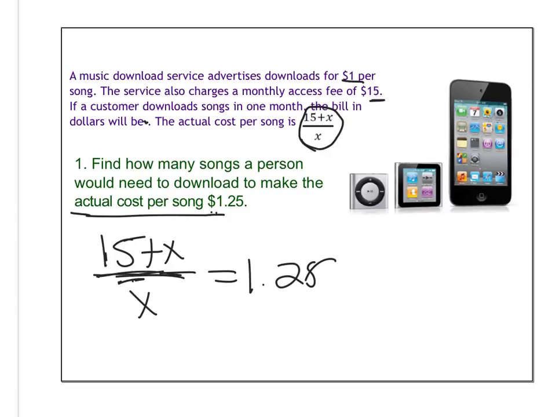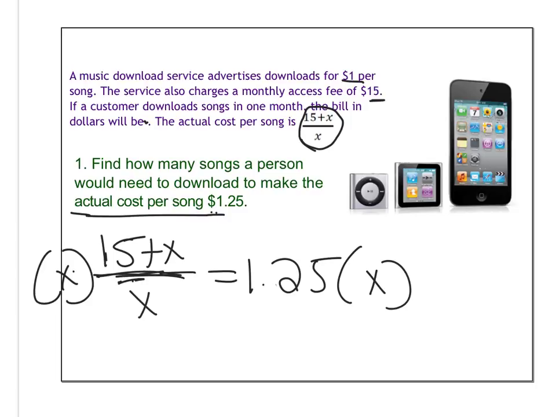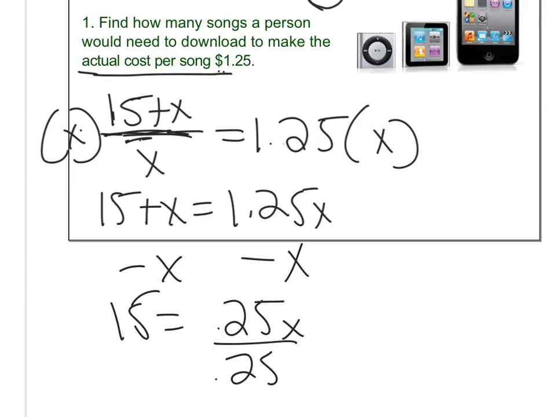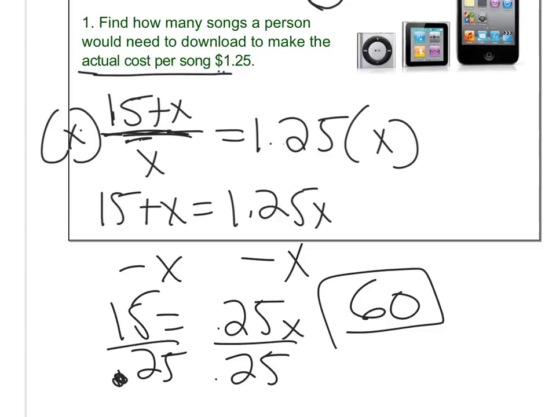If I multiply both sides by x, that's going to be 15 plus x equals 1.25x. If I subtract x, 15 equals 0.25x. If I divide that by 0.25, 15 divided by 0.25, I get 60. So if I download 60 songs, each song would be $1.25. 60 songs is kind of a lot, but that's up to you.